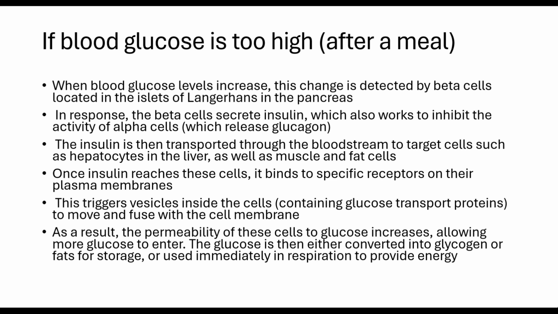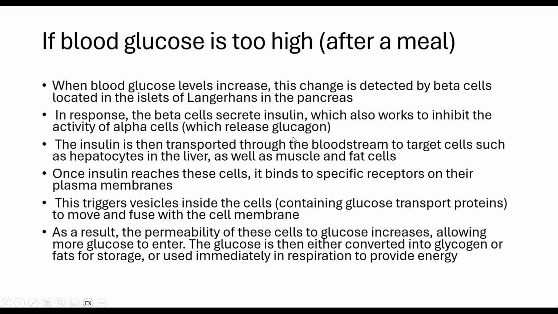The glucose is then either converted into glycogen or fats for storage, or used immediately in respiration to provide energy. So basically, you've eaten something, the blood glucose is going to rise. Hence, the beta cell is going to see that and release insulin. Insulin is going to move down to the target cell and bind to the target cell membrane, which makes vesicles inside fuse to the membrane, making it more permeable to glucose. So glucose is easier to absorb, and changes into glycogen for storage.